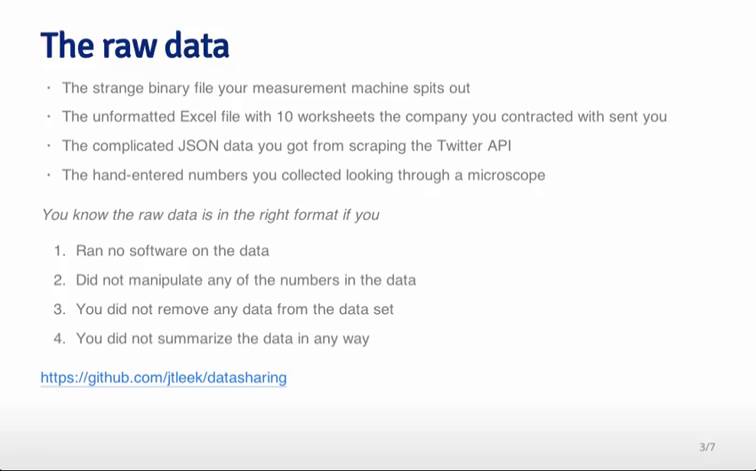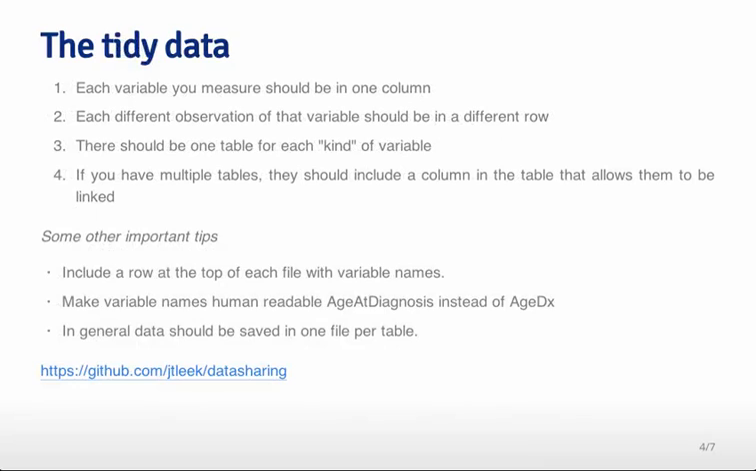You know the raw data is in the right format if, and this is a critical one, you ran no software on the data. So someone else might have run some software on the data, but by the time it was handed to you, there was absolutely no software that was run. And you didn't manipulate any of the numbers in the data set or remove any of the data from the data set. And you didn't do any summarization to the data in any way. So this is how you know that the data is in its rawest form. And it's one component of the data that you should have. Sort of the unadulterated raw data should be one component of having a tidy data set handed over to a collaborator. The tidy data is, on the other hand, the target or the end goal of the whole process.